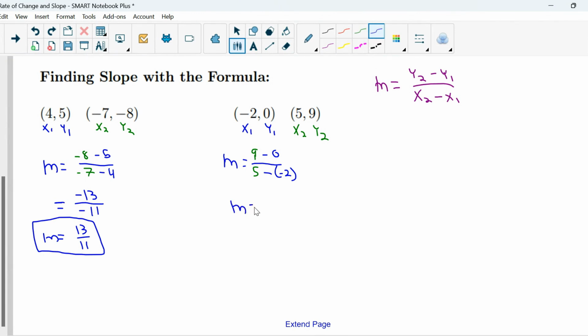Okay, this gives us 9 minus 0, which is just 9, over 5 minus -2. That turns into addition. So we have 5 plus 2, which is just 7. Check to make sure that you can't simplify this. 9 over 7, we could not simplify that fraction. So we have to leave it as our slope.